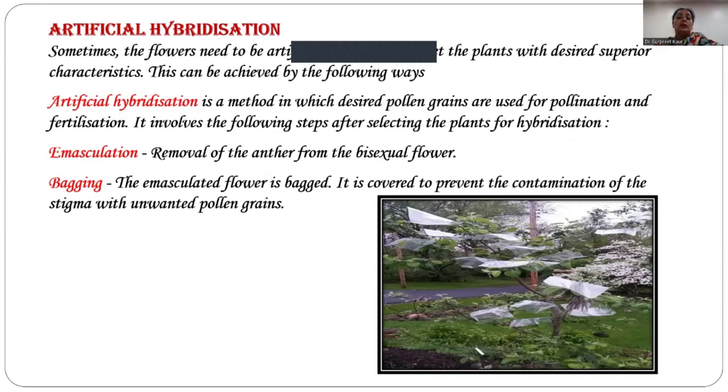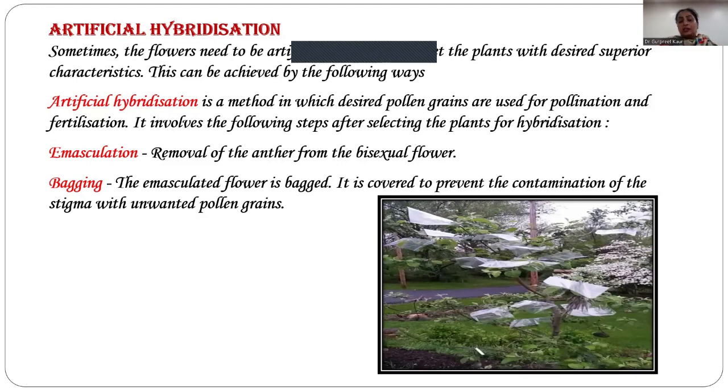Emasculation means removal of anthers from the bisexual flower. Then the bagging is done. Bagging means covering the flower whose anthers have been removed, which means it has only the stigma. Why are we doing bagging? If the bag is not put over it, then any pollen can do the cross-pollination there. So it's better that bagging is done before the opening of the flower.